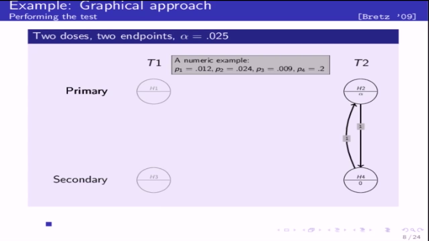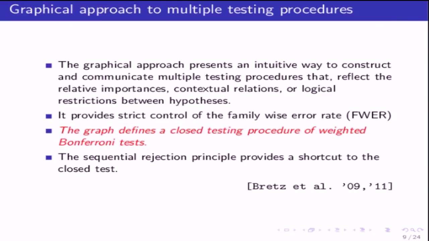We remove it, and now all the alpha is moved to those two, which means now we can test H2, the primary endpoint for the higher dose at the full level alpha, and we see the p-value is 0.024, which is smaller than 0.025, so we can also reject H2. But unfortunately, we cannot reject the secondary endpoint for the higher dose. Good. So I move now to slide number 9.